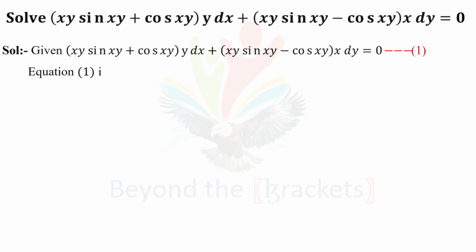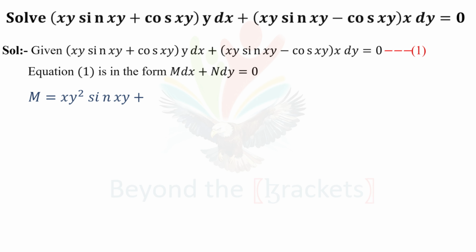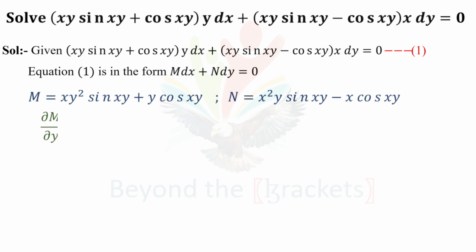Clearly the question is of the form m dx plus n dy is equal to 0, where the coefficient of dx is m and the coefficient of dy is n. For the verification of exactness, differentiate m partially with respect to y. For the first term, x will be constant, so we'll take it out. There are two terms left, y square and sin xy.